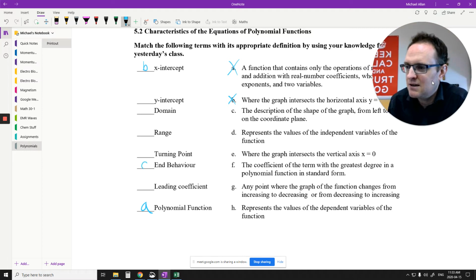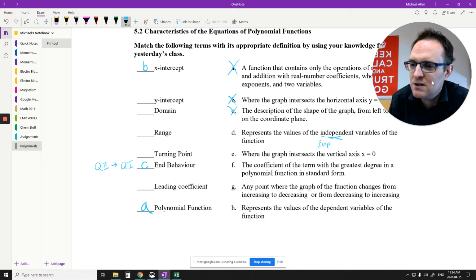Describe the shape of the graph from left to right in the coordinate plane. So that is your end behaviors. Remember when we said like from quadrant 3 to quadrant 1, those are kind of end behaviors there. Represents the value of the independent variables of the function. That's a weird word, independent variables. Independent is another word for input. It's also another word for x. So all my x values are my domain. Remember that would be like x ∈ ℝ, all the x values.